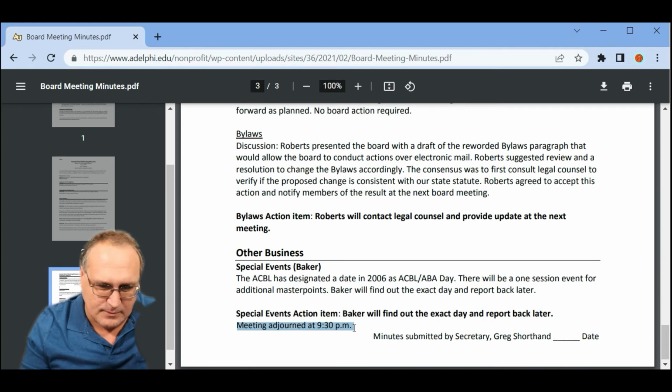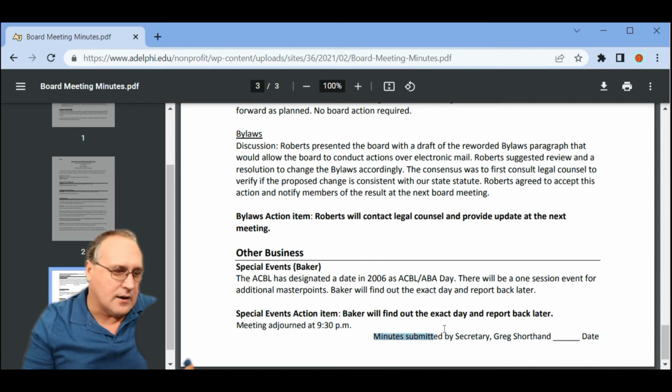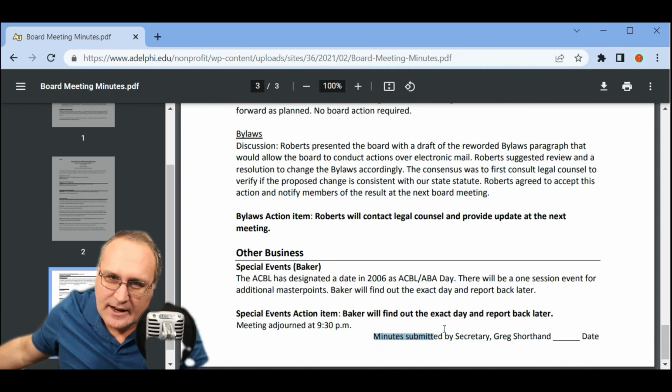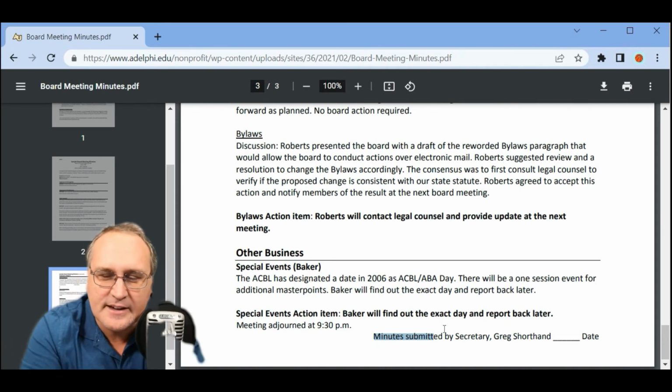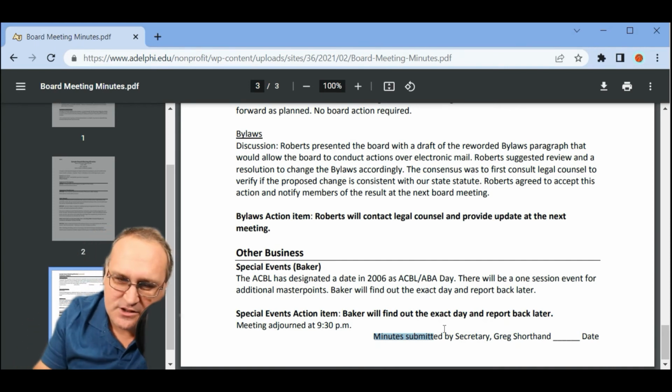I like to note that the meeting was closed when it ended. And then you can see here, submitted by the secretary, has the date. I like to actually have the minutes signed by the secretary. So in a lot of cases, I will use a signature block here. I ask the secretary of the corporation to actually affix their signature to it.